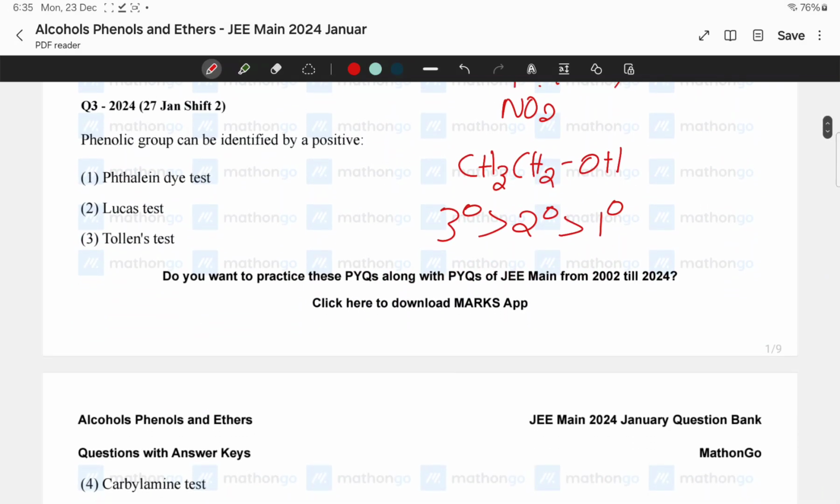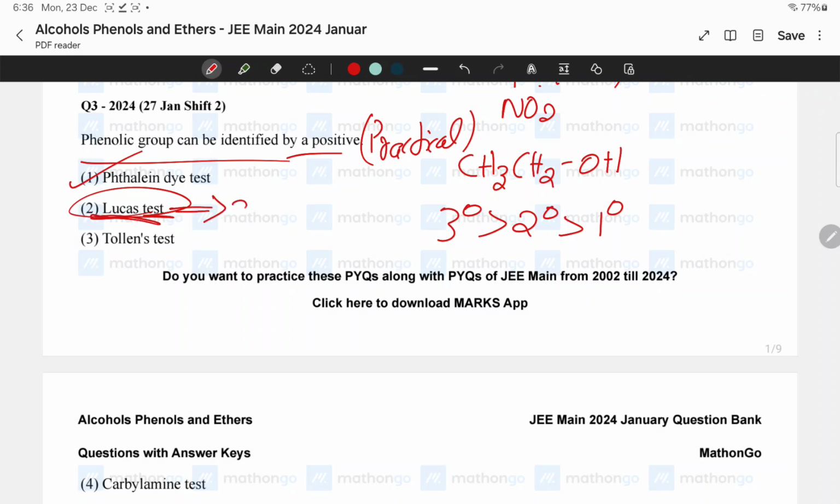Phenolic group can be identified by a positive which test? This is a question from practical chemistry too. Which test can identify phenol? Yes, the phthalein dye test. That's the correct answer. The phthalein dye test is used to identify the phenolic group. The Lucas test can be used to distinguish tertiary alcohol, but not the alcohol group in general.